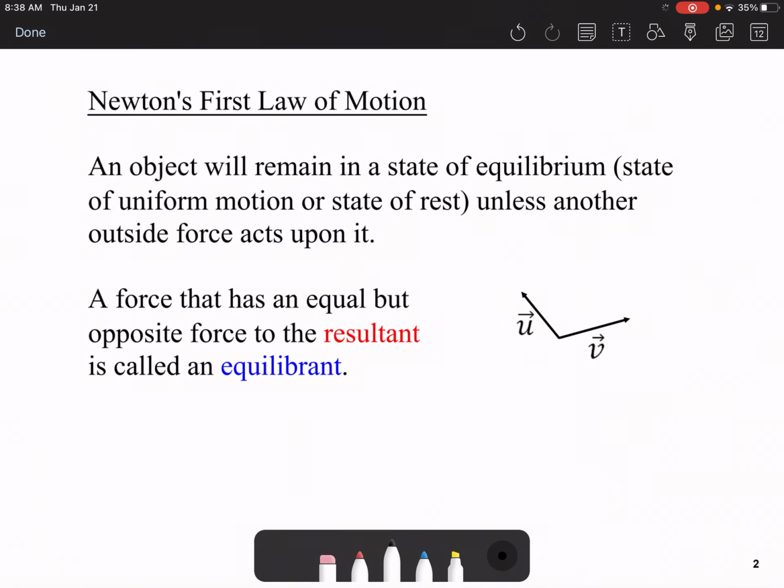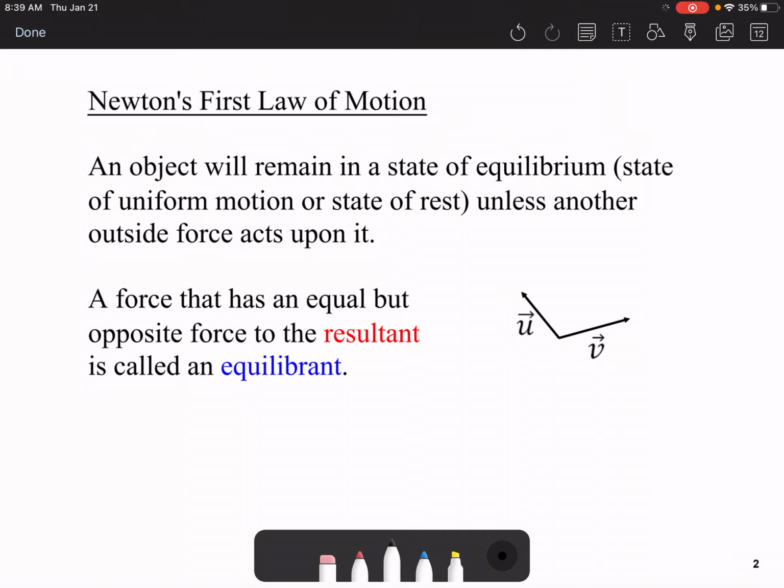So Newton's first law of motion states an object will remain in a state of equilibrium, a state of either uniform motion or a state of rest, unless another outside force acts upon it. So a force that has an equal but opposite force to the resultant is called an equilibrant. So let me show you what I mean.